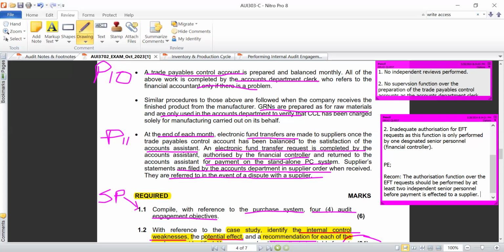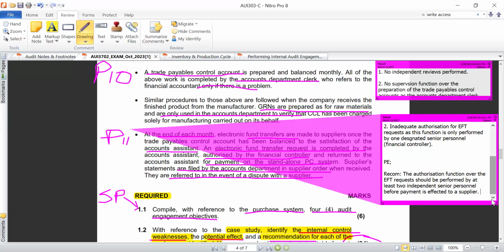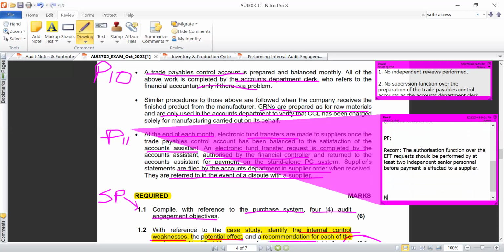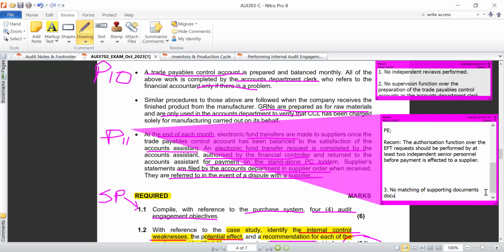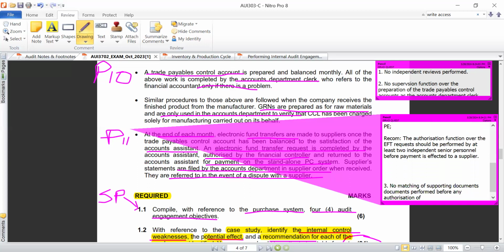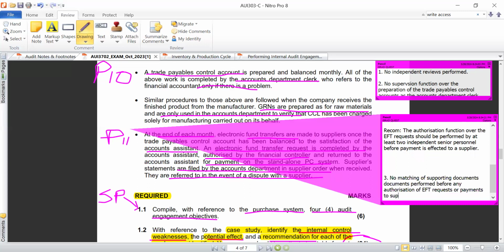So in this case, I'm also seeing no matching of documents. That's another weakness you could have mentioned. That would be weakness number 3: no matching of supporting documents performed before any authorization of EFT requests or payments to suppliers.